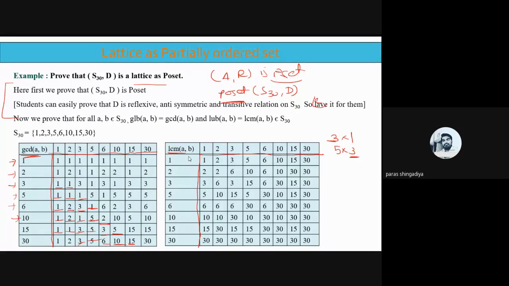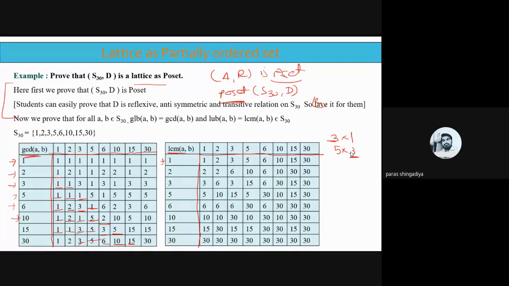So the first number is 1, and make it pair with all such column entries 1, 2, 3, 5, 6, 10, 15, 30. So pair 1, 1 and LCM of 1, 1. LCM means least common multiple. LCM is known as the least common multiple. The full form of LCM is least common multiple.